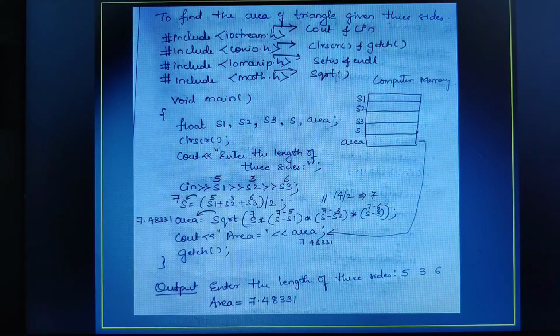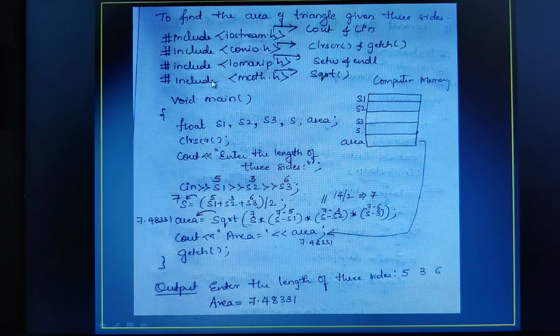Firstly, you need to take the sum of all those 3 sides and divide it by 2. After that, you will have to take the square root of s into, that is s is what? It is nothing but the sum of all the 3 sides divided by 2. So s into s minus S1, where S1 is the first side value, S2 is the second side value, and S3 is the third side value.